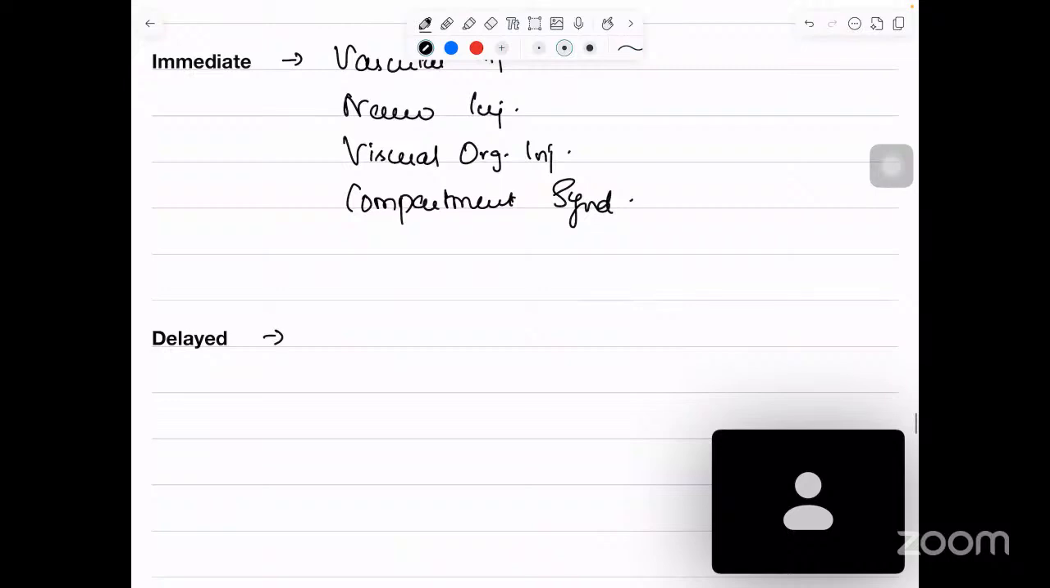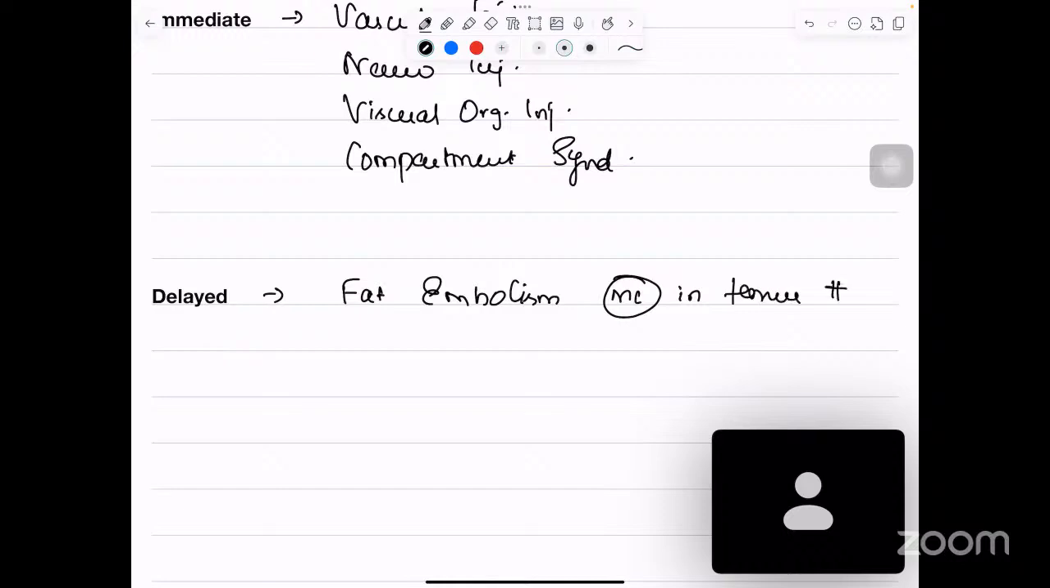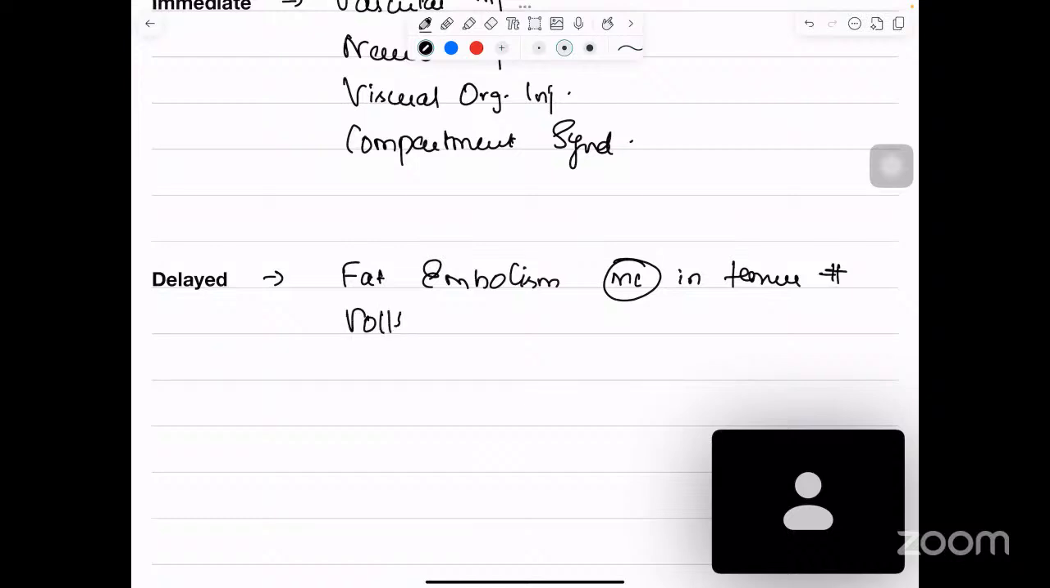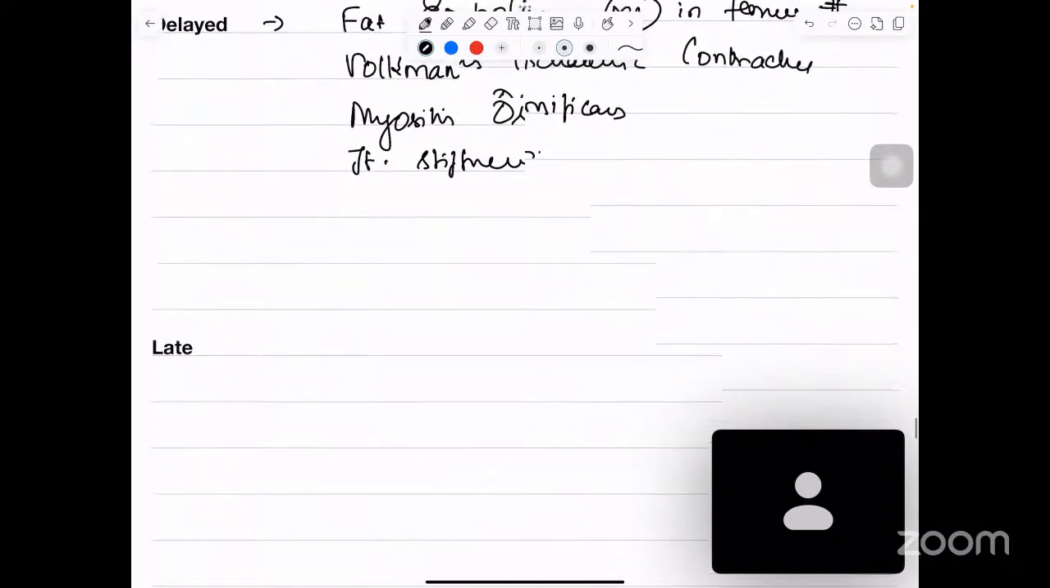Okay. For delayed complications, what are the delayed complications? Immediate is like immediately after a fracture occurs. Delayed is like maybe 6 hours to days, 2 weeks. Okay. You can get a fat embolism. This is most common in femur fracture. Or that can be Volkmann ischemic contracture, or there can be myositis ossificans, joint stiffness. These are the delayed complications after a fracture.